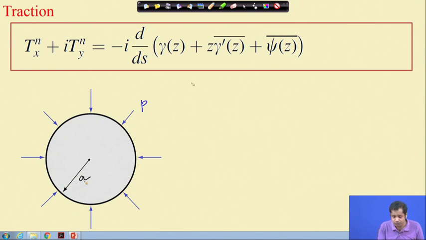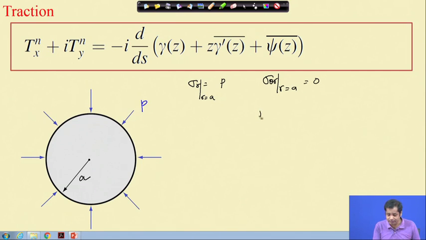Now, the conditions we have: sigma r at r equal to a is equal to p, and sigma r theta at r equal to a is equal to 0, right. Then your stress tensor at this point becomes sigma r equal to p, sigma r theta equal to 0, and sigma theta theta equal to 0.